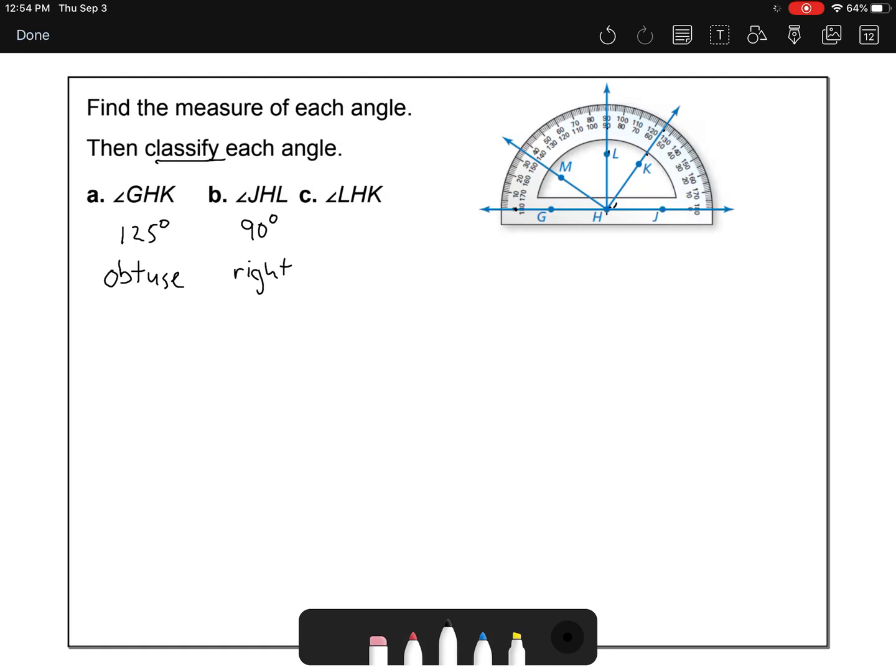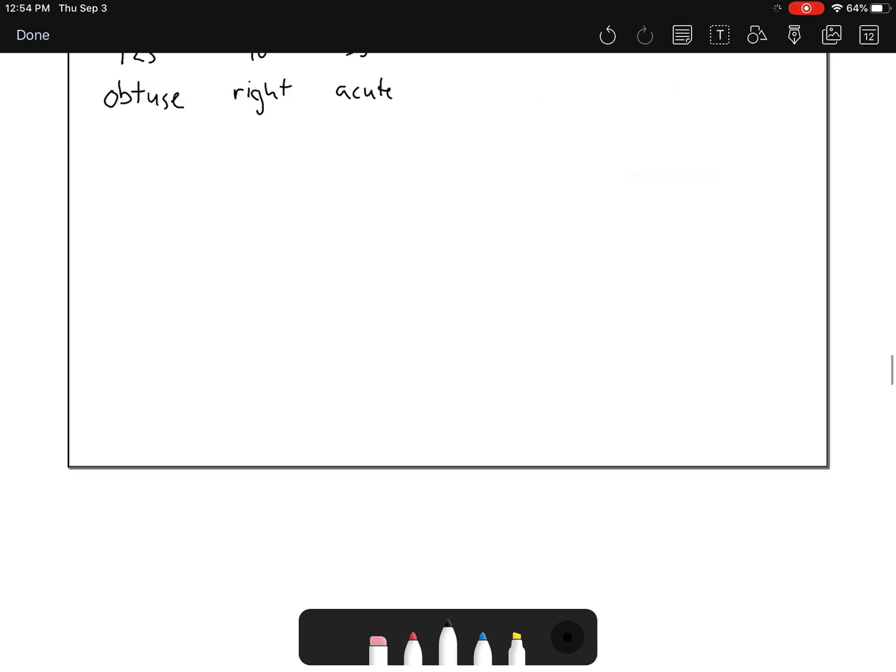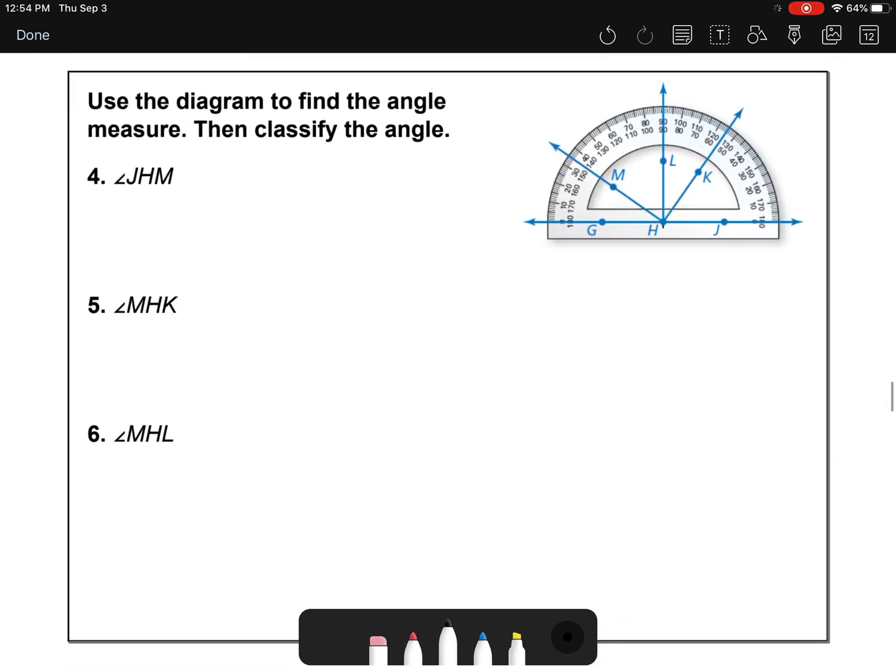And what about angle LHK? Well, if this is 10, 20, 30, it looks like 35 degrees. Looks about 35, doesn't it? We count 10, 20, 30, and a 5. So that's acute, less than 90.